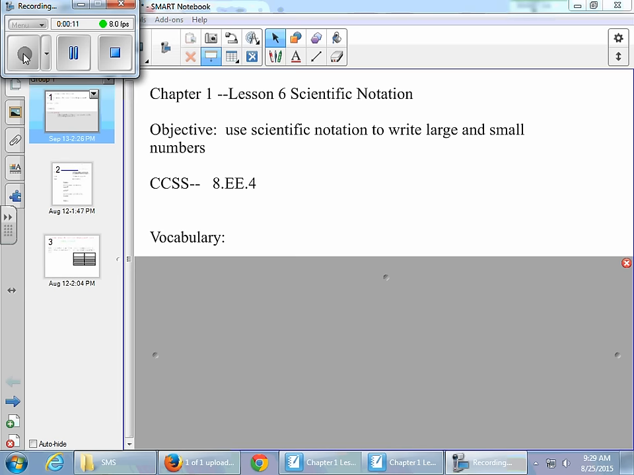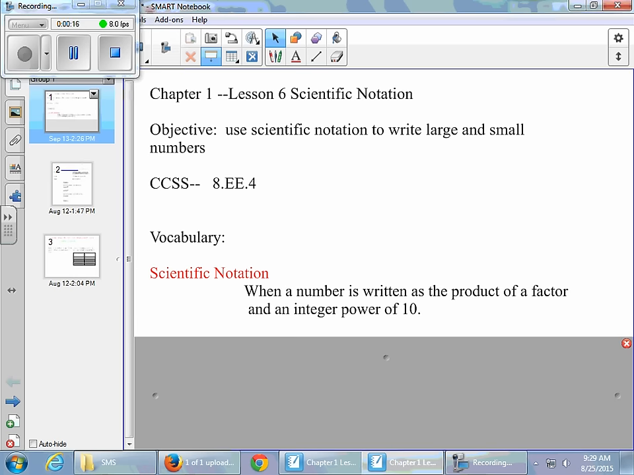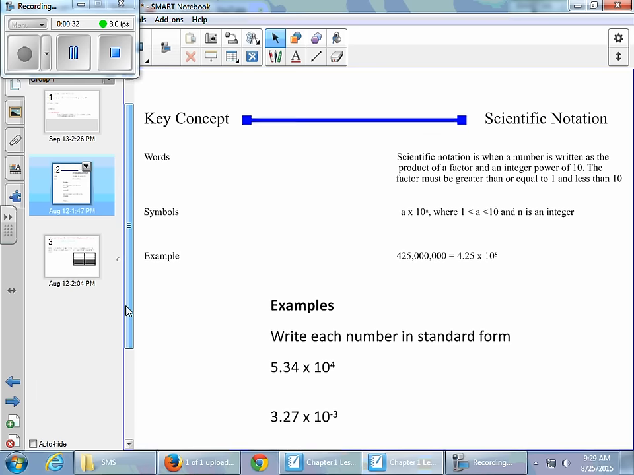And we do have one vocab word for this lesson. It is scientific notation: when a number is written as the product of a factor and an integer power of 10. You may always pause the video to write down the definitions and then start it back up when you are ready.